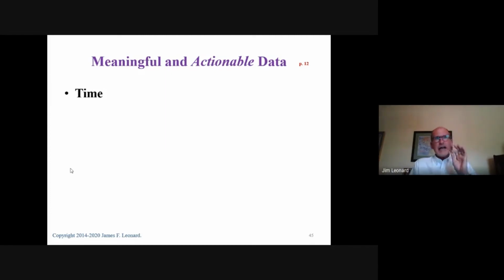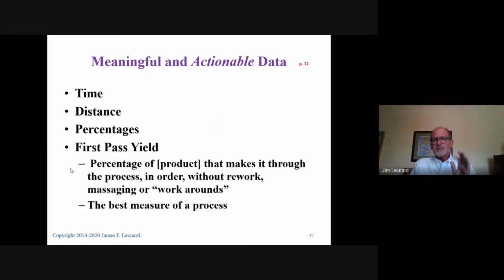First, time. Not only the time to do the transaction, it takes me a minute to scan the barcode. The amount of time that received product sat before transaction and continued to sit after transaction. Distance, percentages, percent scrap, percent rework, etc. First pass yield. This is the percentage of product that makes it through your process in order with no rework, no massaging, and no workarounds. And Paul Hine always said, this is the best measure of a process. And again, that's why it's important to go out in your initial process mapping and include those workarounds. You have to map that process as is.